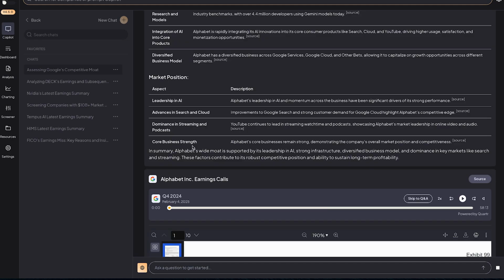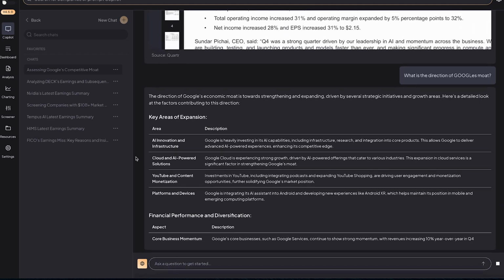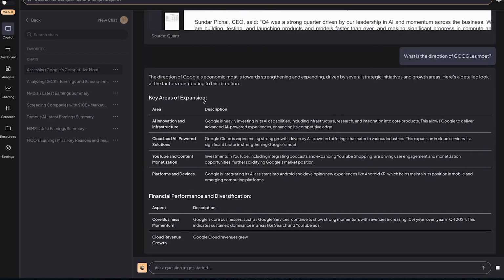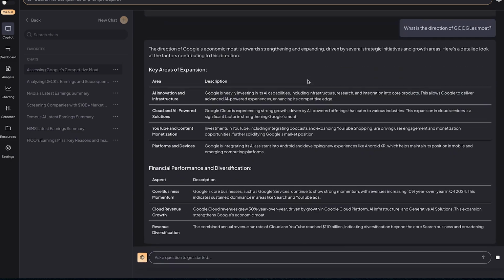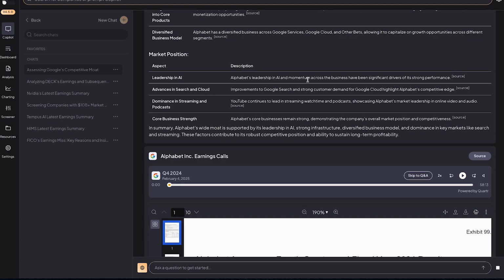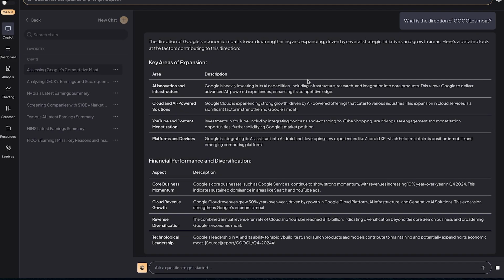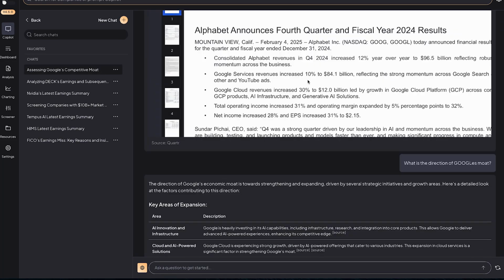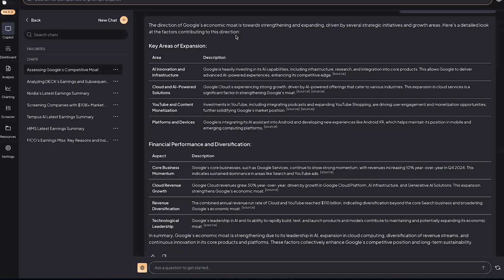And here we're getting our answer. The direction of Google's moat is towards strengthening and expanding. So their moat is increasing. Sorry, it's still typing, that's why it's going up and down, but once it's finished typing, I'll be able to show it properly. Over here, it tells you that the moat is increasing. So that's a good thing. That's what you want to see.